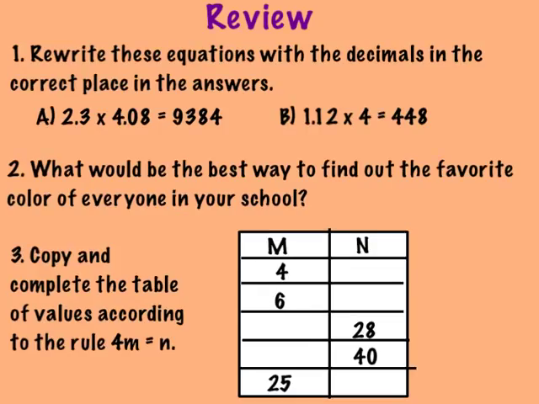So, review. Number 1, rewrite these equations with the decimal in the correct place in the answer. A is 2.3 times 4.08 equals 9384. B is 1.12 times 4 equals 448. Number 2, what would be the best way to find out the favorite color of every single person in the school? And 3, copy and complete the table of values according to the rule 4M equals N.